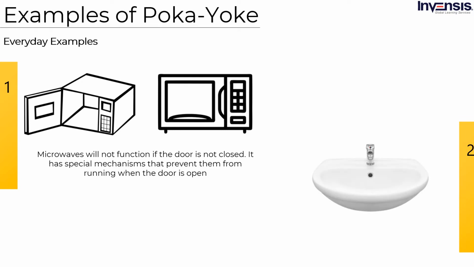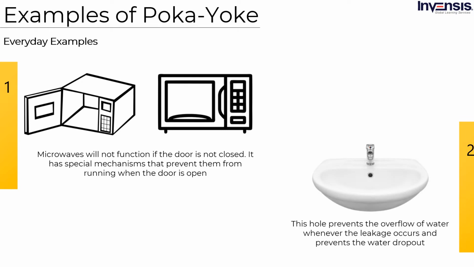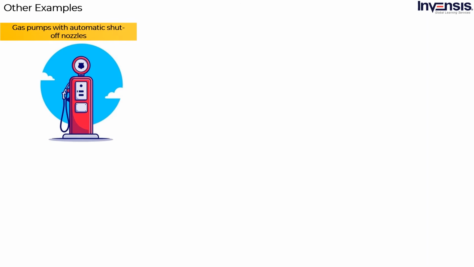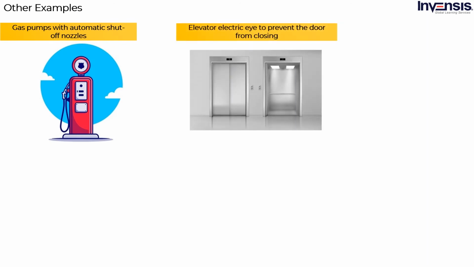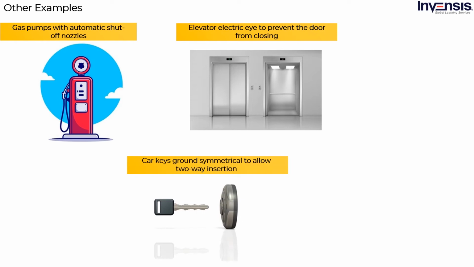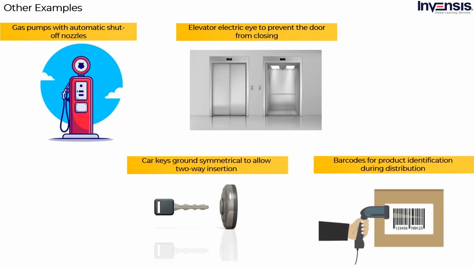Another commonly used item in the house is a hand wash sink. You would have seen that a hole is present inside the sink. But what's the use of it? Well, this hole prevents the overflow of water whenever leakage occurs and prevents the water from dropping out. Thus, it is a very good example of Poka-Yoke. The other examples would be gas pumps with automatic shutoff nozzles, elevator electric eyes to prevent the door from closing on people, lawnmower safety shutoff when the bar is released, car keys ground symmetrical to allow two-way insertion, and barcodes for product identification during distribution.